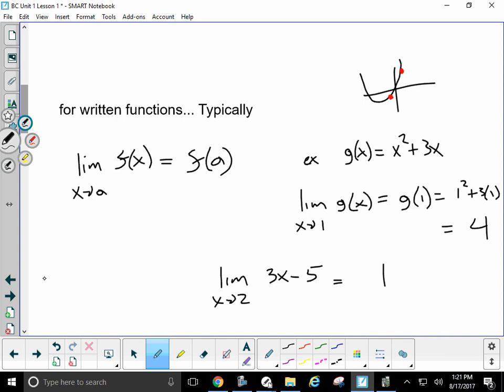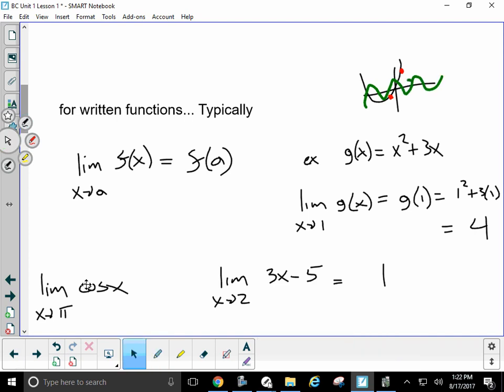Same thing for trig functions. If I ask you the limit as x approaches pi of the cosine of x, you know what the cosine graph looks like. Up and down, goes on forever and ever. There's no crazy jumps, there's no asymptotes, no silliness going on. All around it, the function values and the limits will equal each other. So all you need to do is find the cosine of pi. That's easy. Cosine of pi is -1.